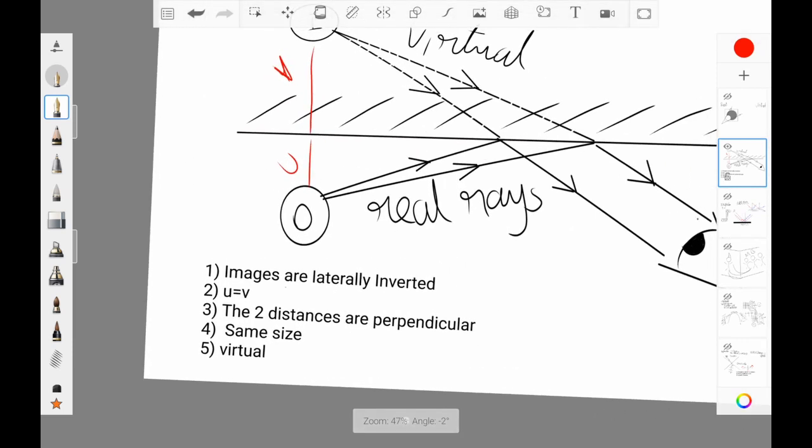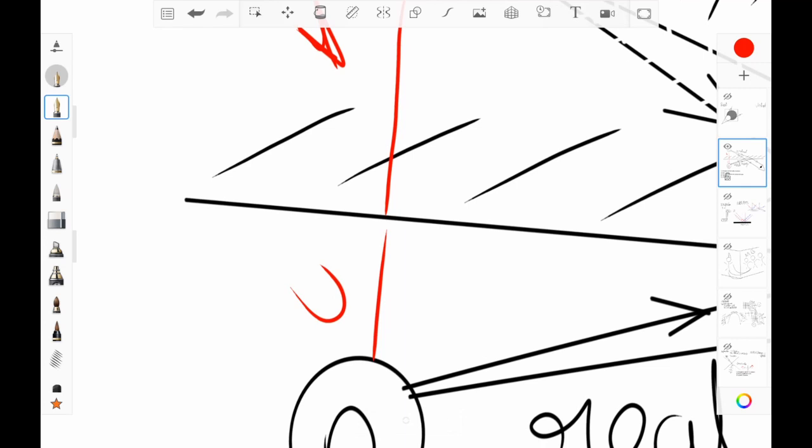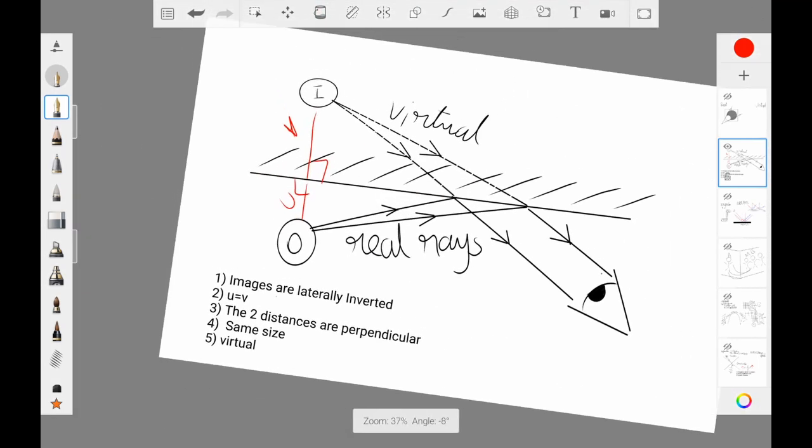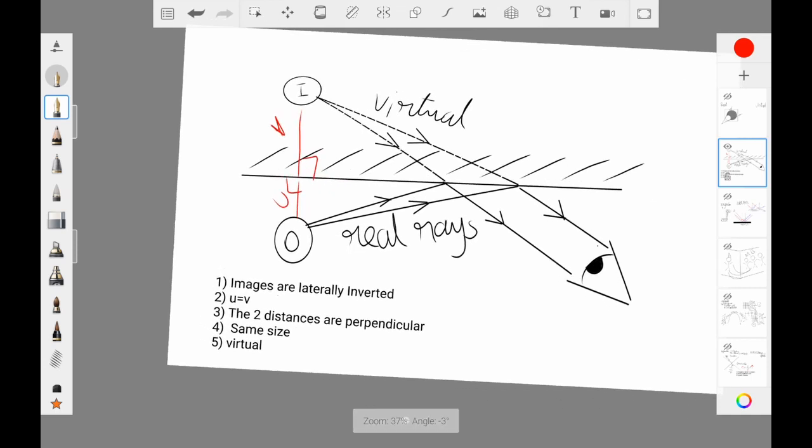The third property is the two distances are perpendicular to the mirror, so that's kind of self-explanatory. Number four, the image that is formed is the same size as the object. Again, this is self-explanatory. Think about all the times you've gone in front of the mirror. You don't look taller or smaller. You look the same because you are the same size in the mirror.